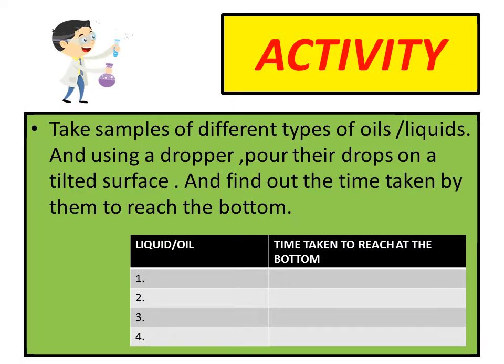We have an interesting activity related to racing drops. What do you have to do? Take samples of a few liquids or oils and, using a dropper, pour their drops on a tilted surface and find out the time taken by them to reach the bottom. You can make a table like this. In the first column, write the names of the liquids or oils, and in the second column, write the time taken to reach the bottom. Do this experiment and try to find out why it happened.